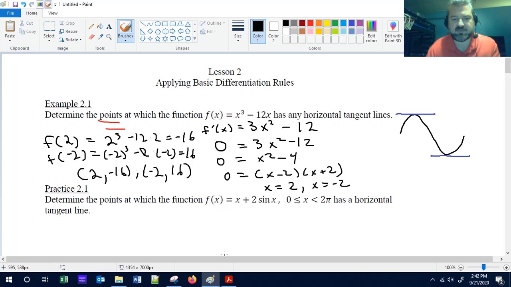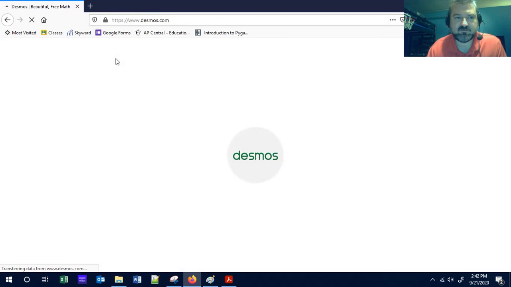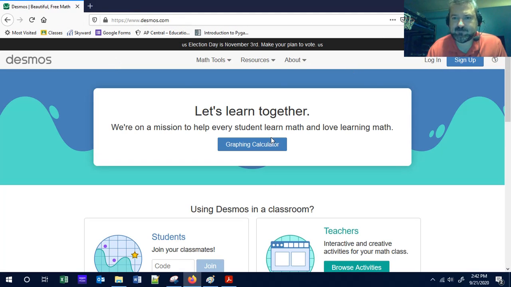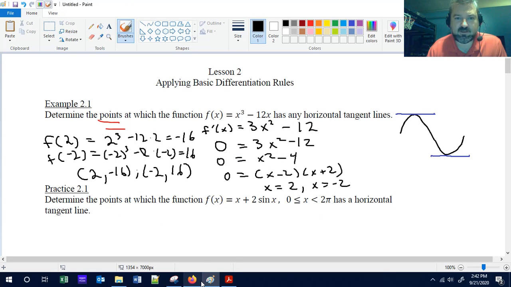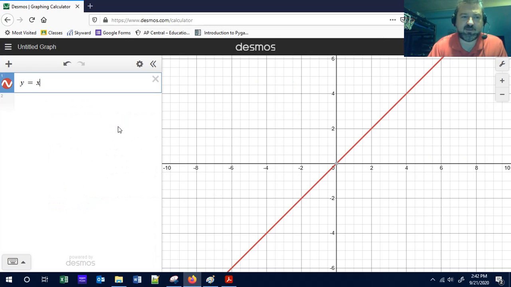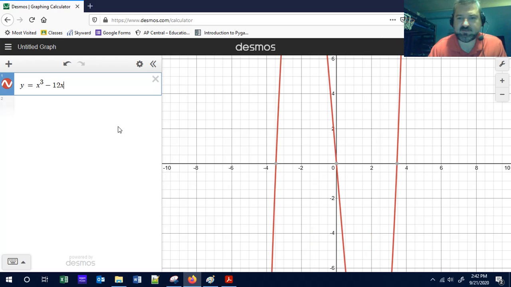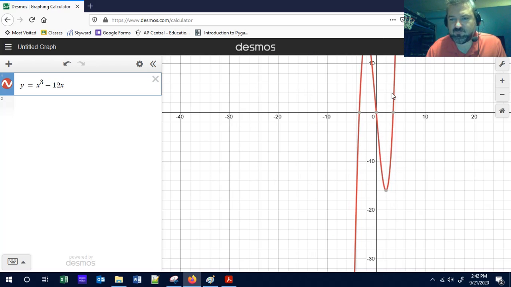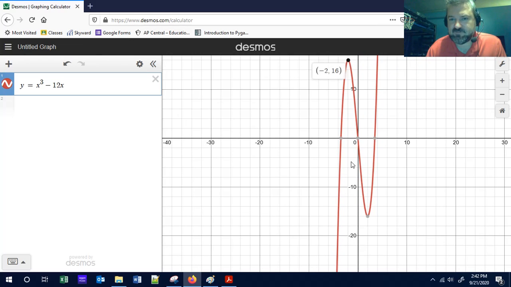I can't leave it like that. Let's take a look at the graph. Let's pull up a copy of Desmos. Let's see if we can't graph that right quick. Alright, y equals x cubed minus 12x. And we said that we're going to have horizontal tangent lines at negative 2, 16 and positive 2, negative 16. Pretty neat, huh? Alright, moving on.